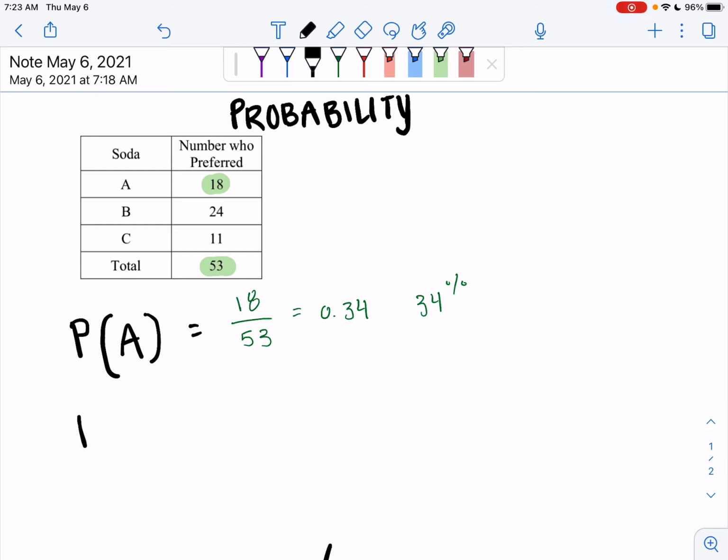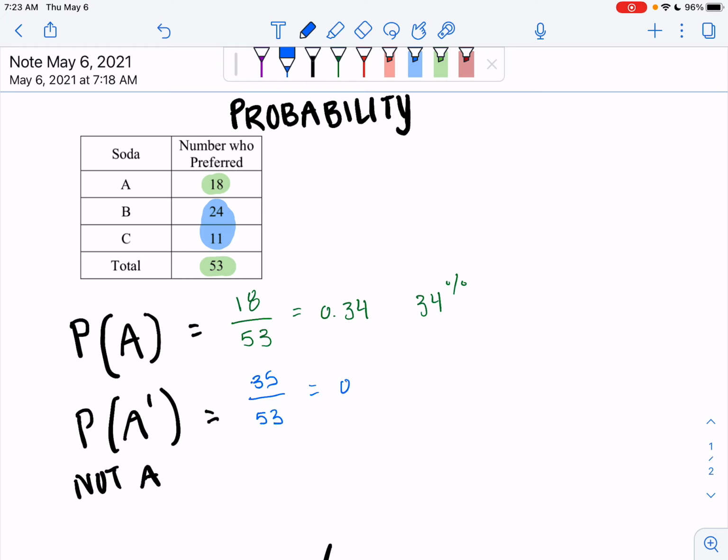And if we want someone who doesn't like soda A, so this would mean not A, then we're going to add up all the people who don't like soda A. That's everybody else. This is called the complement. So this will be 35 divided by 53, which gives us a probability of 0.66. So there's a 66% chance of randomly selecting someone who doesn't like soda A.